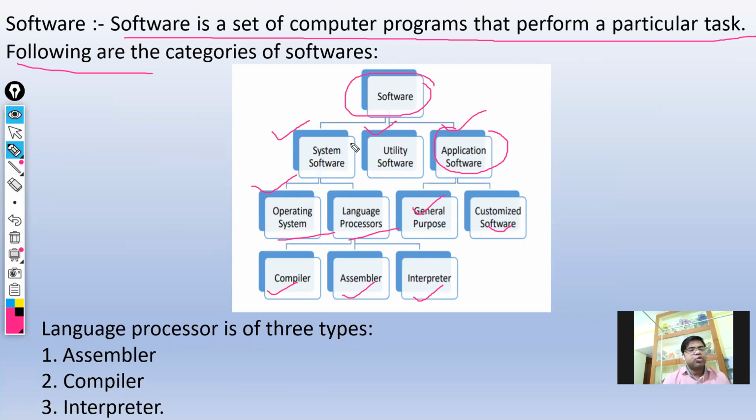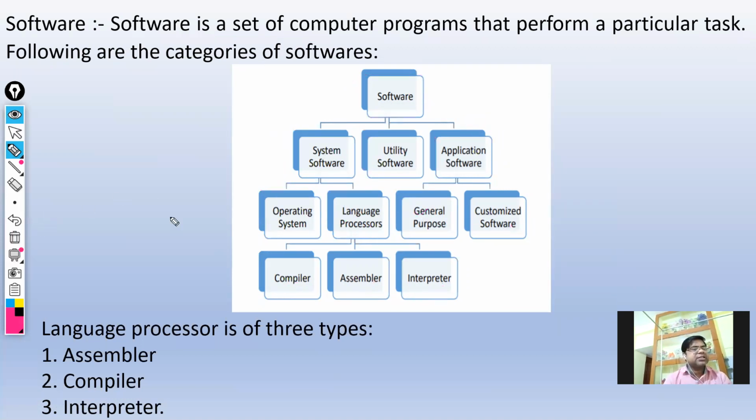So first of all, I will discuss system software. This is my first topic. System software is a set of one or more programs designed to control the operation of a computer system. Operating system and language processors come under the category of system software. Now, first one is the operating system.